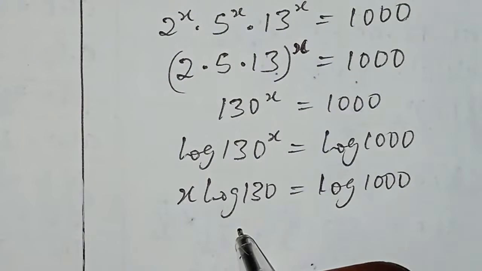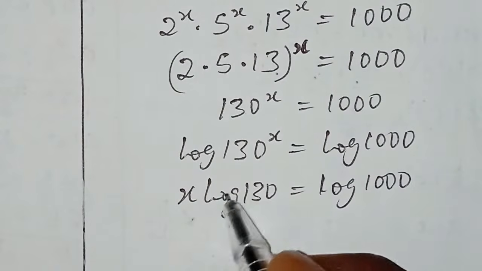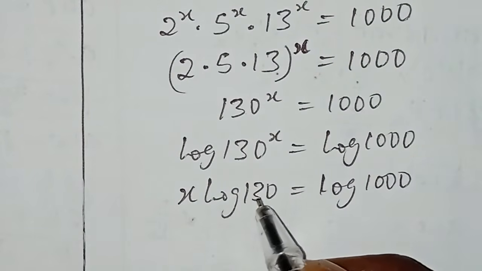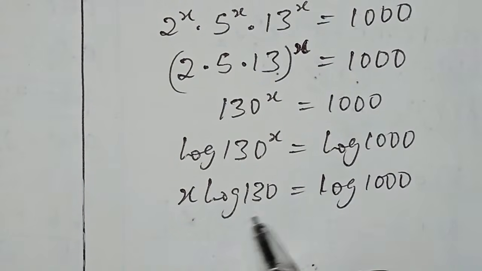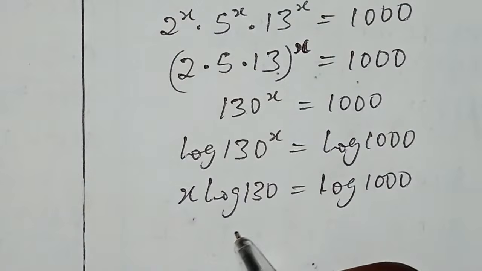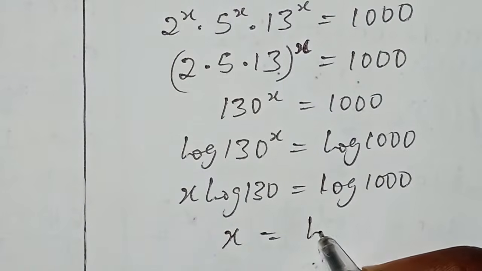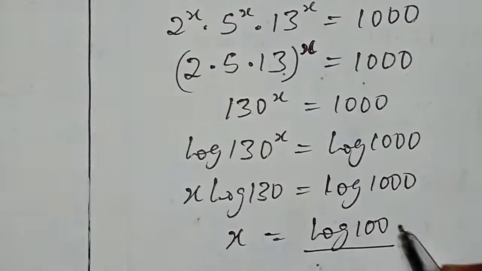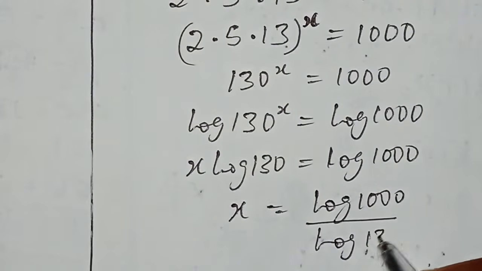We make x the subject of the formula in order to find the value of x. To do that we need to divide both sides by log 130 in order to isolate x. Then we now solve for x. If we do that, the left hand side becomes x equal to log 1000 over log 130.